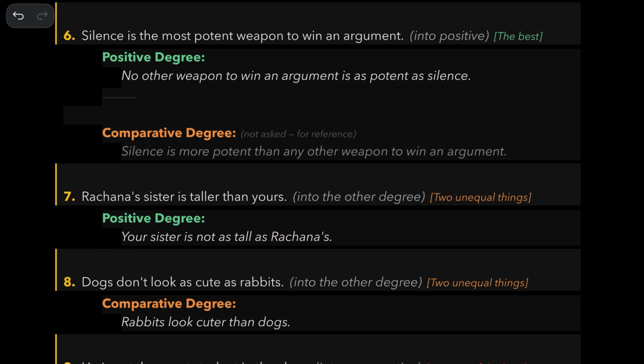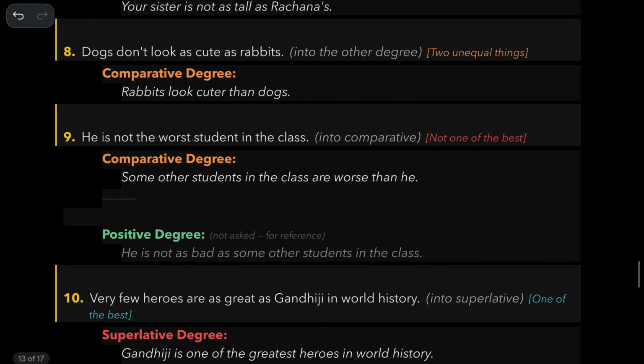Okay, so next, dogs don't look as cute as rabbits. Again, this is also not required because you could simply use comparative degree. They could have said comparative degree. Here, two unequal things. I mean, actions actually. They're not really actions. Okay. So, rabbits look cuter than dogs.